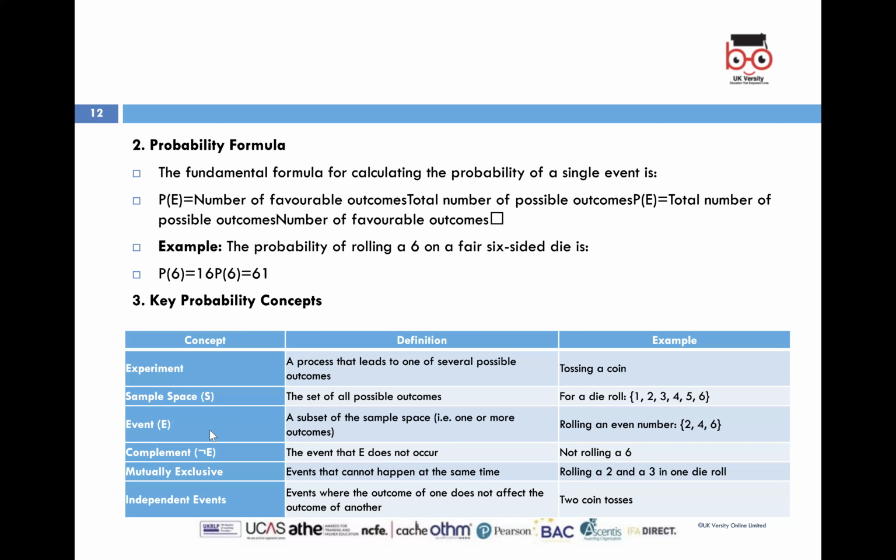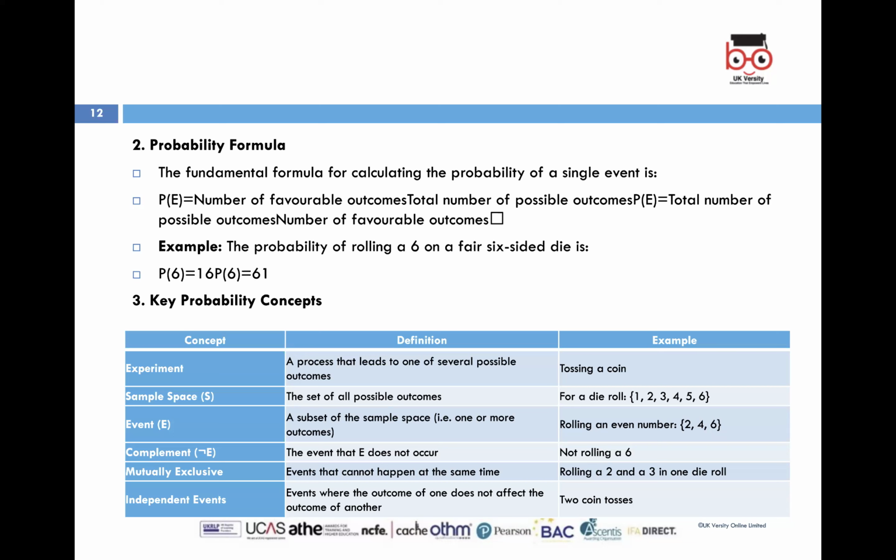Key probability concepts. An experiment is a process that leads to one or several possible outcomes, for example, tossing a coin. The sample space is the set of all possible outcomes. For example, for a die roll, it would be 1, 2, 3, 4, 5, and 6. An event is a subset of a sample space, one or more outcomes, for example, rolling an even number on a die. The event complement is the event that E does not occur, so I'm not rolling a six.